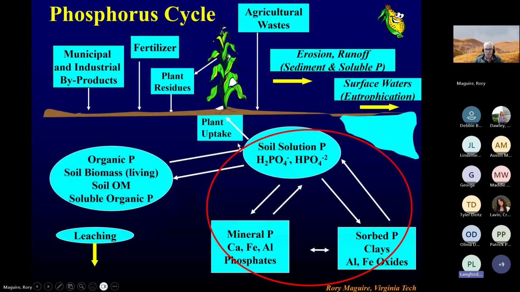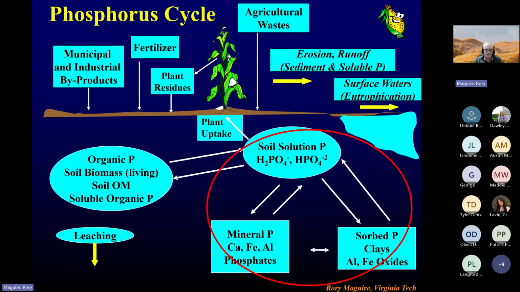So yeah, we're going to move on to phosphorus now. This is the phosphorus cycle, and the transformations that we're going to be focusing on are between soil solution phosphorus, mineral phosphorus, and sorbed phosphorus, specifically precipitation and dissolution between soil solution phosphorus and mineral phosphorus, and then adsorption and desorption between soil solution phosphorus and sorbed phosphorus. Next slide, please.